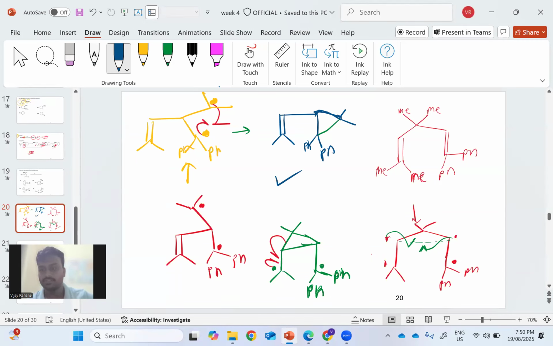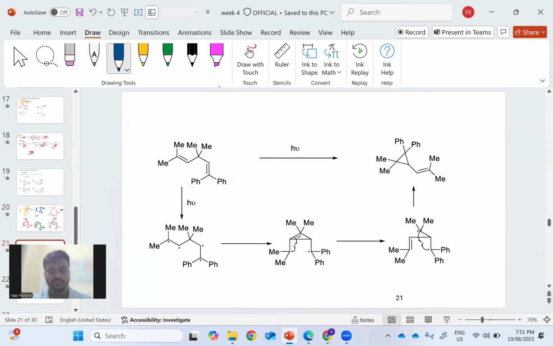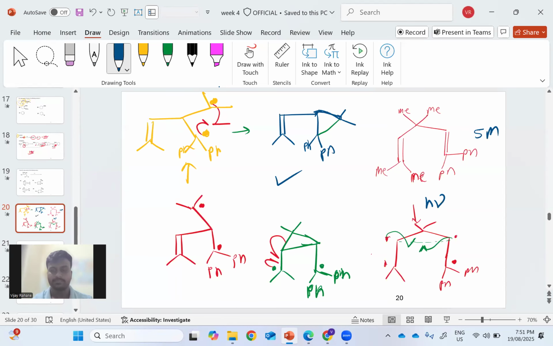So this was the starting material, and in the presence of light it forms such radicals. Obviously it is not a tetra radical like that. It will be a concerted reaction mechanism, so the bond formation and bond breaking take place simultaneously. So you can see here there is a mechanism, but it's the same mechanism that I have shown. So this is the starting material, the first step, this is the second step, and this is the third step. This is the fourth step, and this is the fifth step.